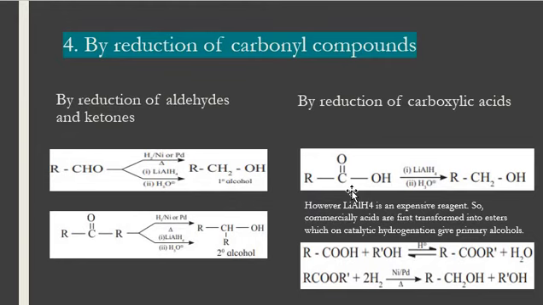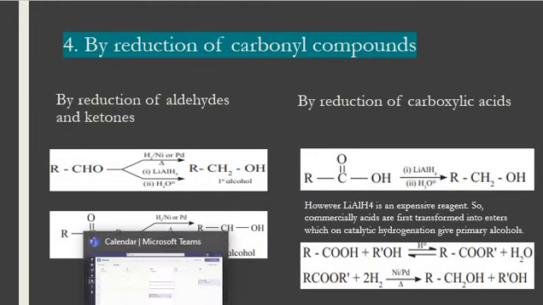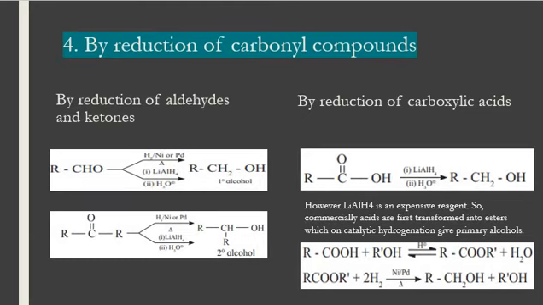Lithium aluminium hydride is an expensive reagent, that is why commercially acids are first transformed into esters, which on catalytic hydrogenation give us primary alcohols. Say like the reaction I have shown you here, when acid is allowed to react with an alcohol to give us ester, and that ester is taken and added with hydrogen in presence of nickel catalyst or palladium catalyst, we will get alcohol. So commercially we use this method in order to prepare alcohol in large amounts.